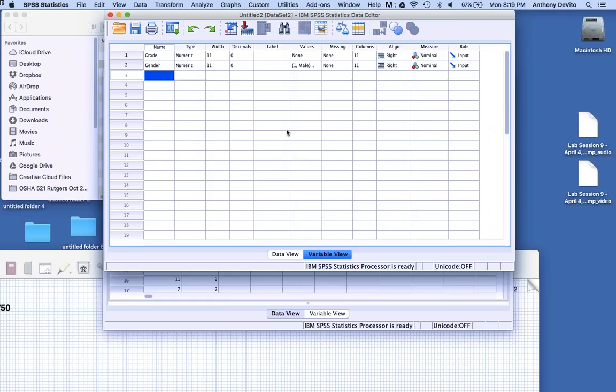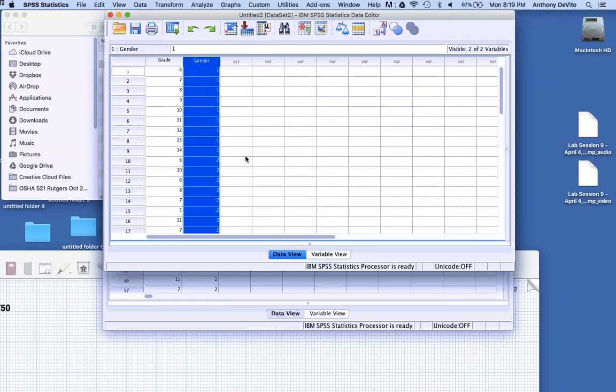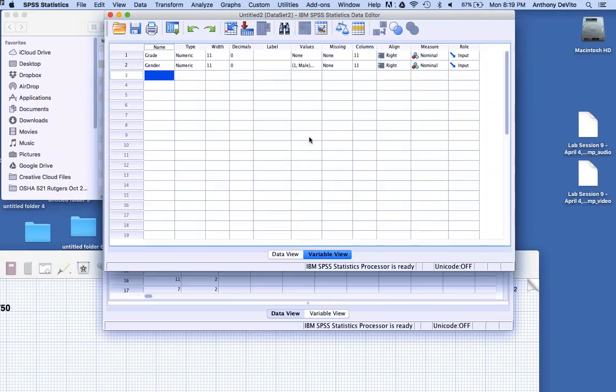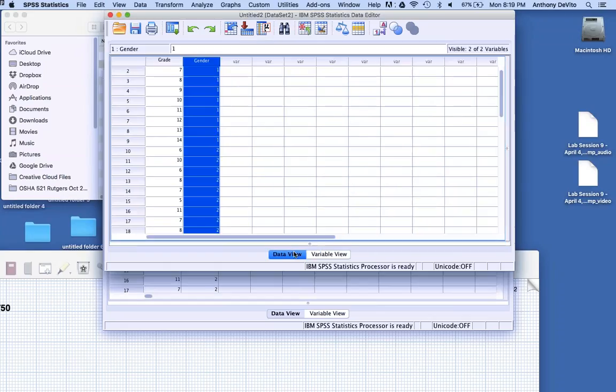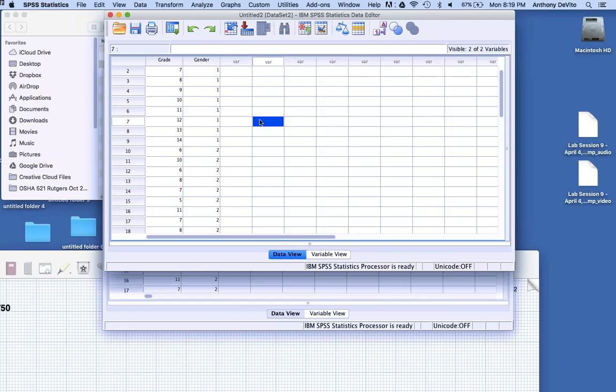Okay. So I'm going to go back to data view. Now if I go out, hang on, variable view. I'm going to go back into variable view, and you'll notice that I put down values for this. 1 is equal to male, 2 is equal to female, right? So that SPSS now can identify it for us when it does the calculations. Okay, so go back to my data view. So now I'm going to do my comparison of means.